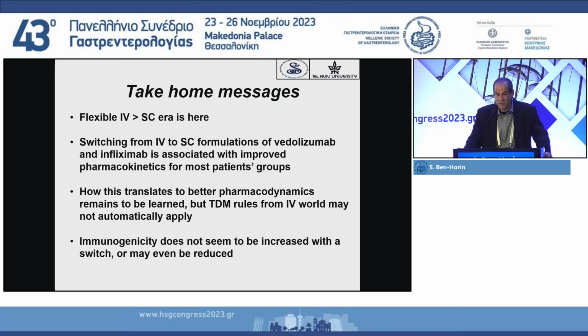Immunogenicity, however, I think is pretty much settled. It does not seem to be increased with a switch or may even be reduced, so that's something I think is pretty much settled and does not require a lot of research. It's mostly about this PK-PD association that we need to learn more about.